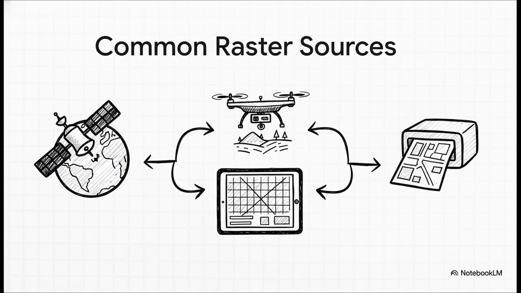And believe me, this isn't just some abstract idea. This is literally how modern tech sees our world. Think about it. Satellites like Landsat 8 or Sentinel 2, aerial photography from drones, even old-school scan maps, they all create this type of data. It's like they're turning our entire planet into one massive organized spreadsheet.